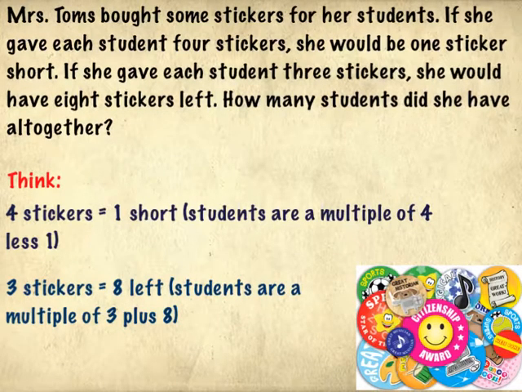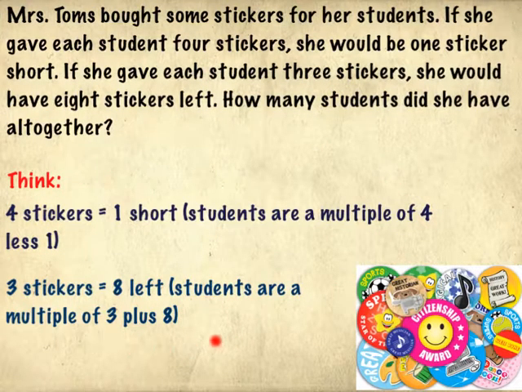So here's a problem. Mrs. Toms bought some stickers for her students. If she gave each student 4 stickers, she would be 1 sticker short. If she gave each student 3 stickers, she would have 8 stickers left. How many students did she have altogether? So I'm going to solve this problem by making a chart, and I need to think about my information.